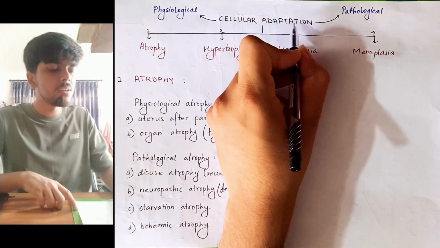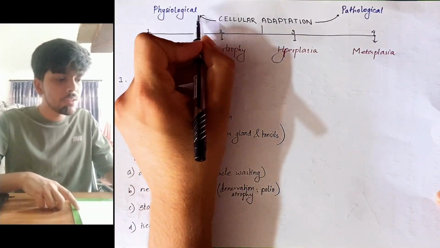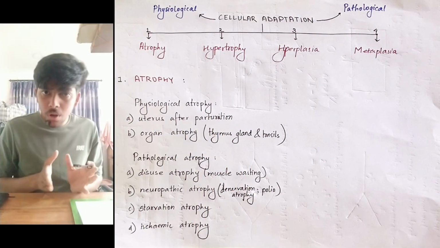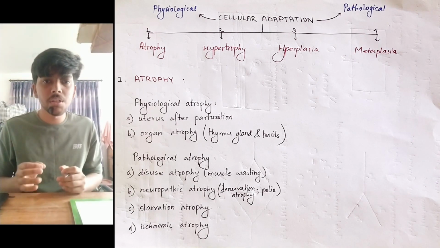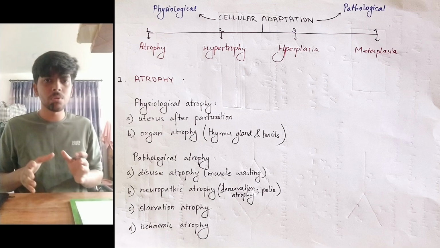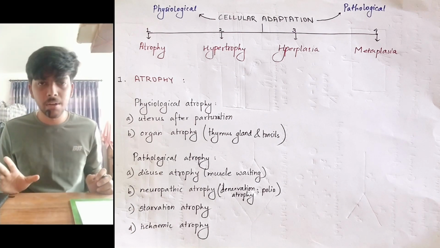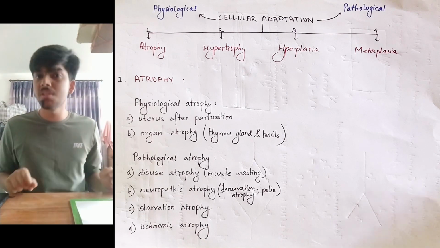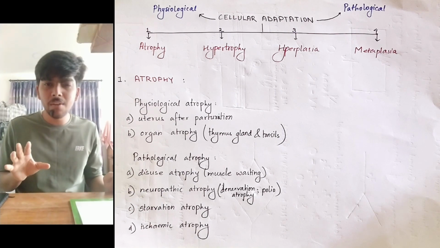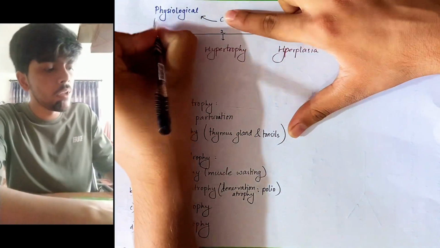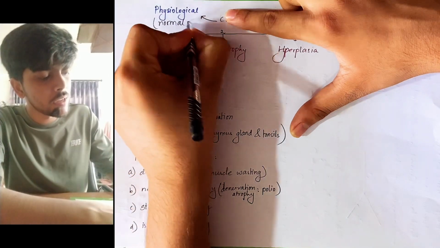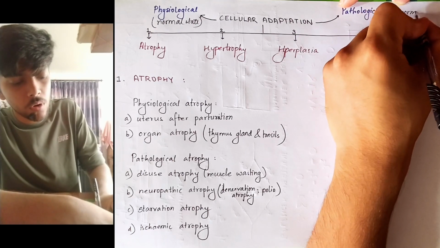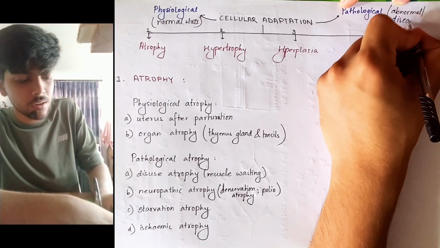So cellular adaptation can be of two types. There's a physiological cellular adaptation and pathological cellular adaptation. Physiological cellular adaptation occurs during the normal physiological process of the body, or during normal state. Pathological cellular adaptation occurs during abnormal condition of the body, especially during some kind of disease. So physiological refers to the normal state, and pathological refers to the abnormal, or let's say diseased state.